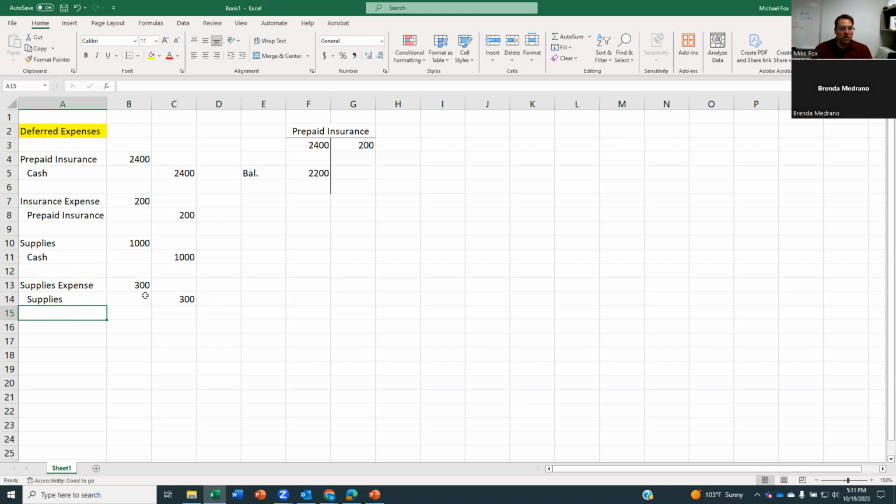So just recognize deferred expenses always mean I paid in advance for an asset, usually with cash or accounts payable. And then the adjusting entry is always just taking an expense for the amount that I used and then lowering the asset by that same amount. So that's the first type of adjusting entry.